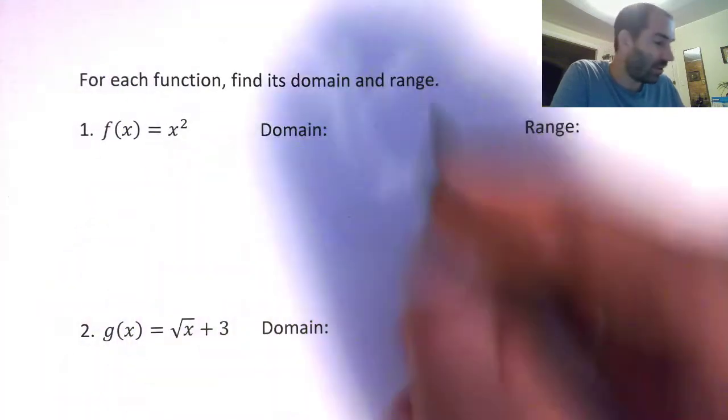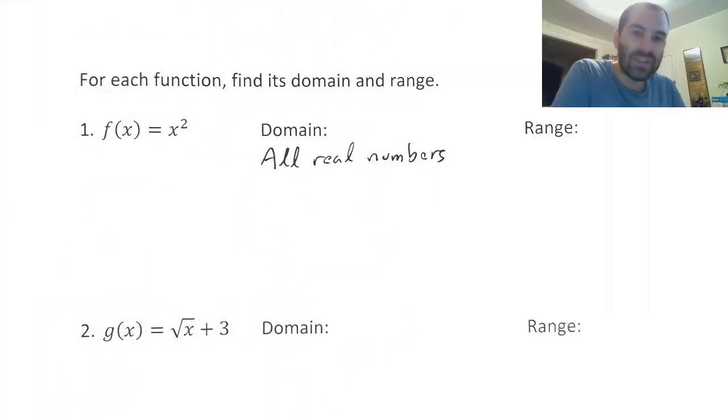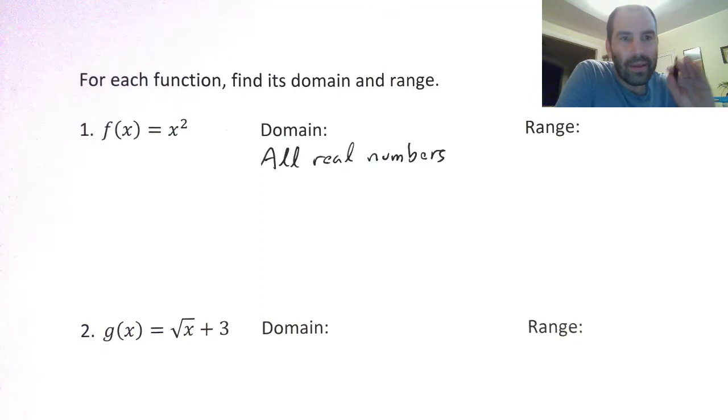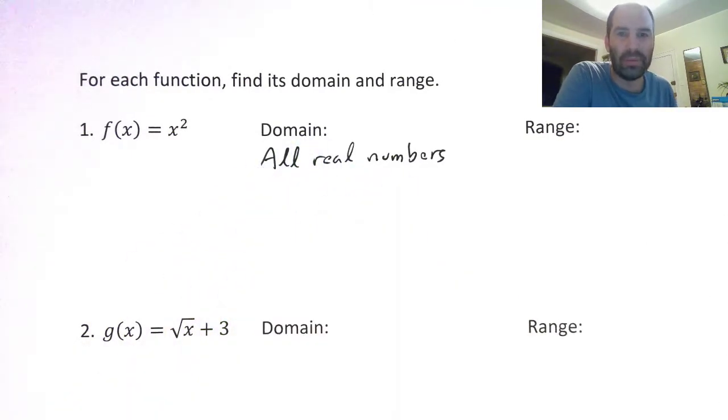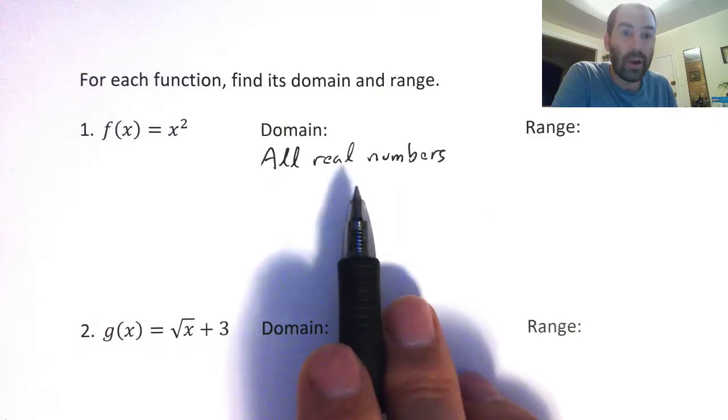We say real because sometimes in mathematics we talk about other types of numbers like complex numbers, which are an extension beyond real numbers. But in this class, unless we say otherwise, we're going to be focusing just on real numbers. And so this is saying it's all the real numbers. That's one way to write it.